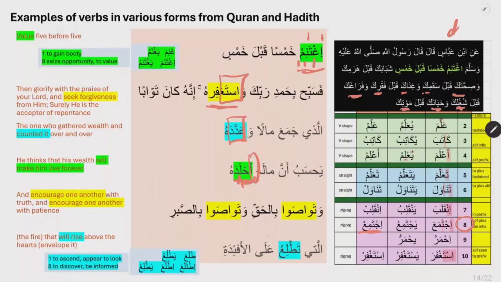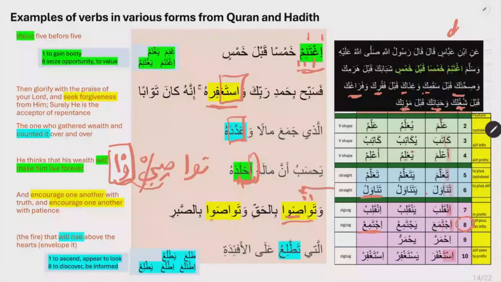How do you combine? This has got a sukoon, and this one also has got a sukoon. So how do you pronounce this combination? You don't have this kind of a sound formation in Arabic. So here again, what they do is they simply drop the ya because the ya is a weak letter. So this ya falls away, and the waw alif remains to show the plural. So that's how you get tawasaw, to encourage one another.